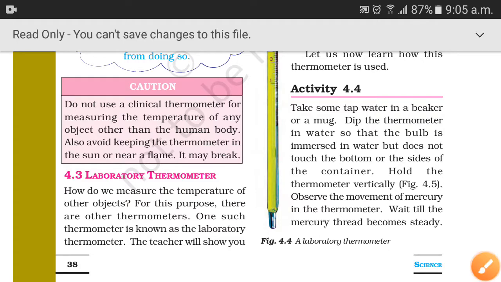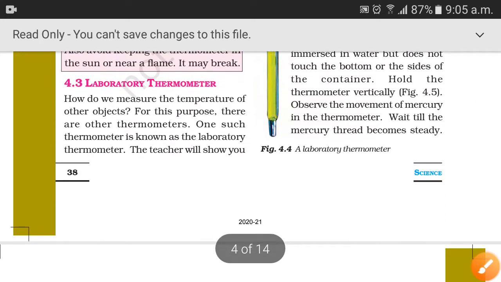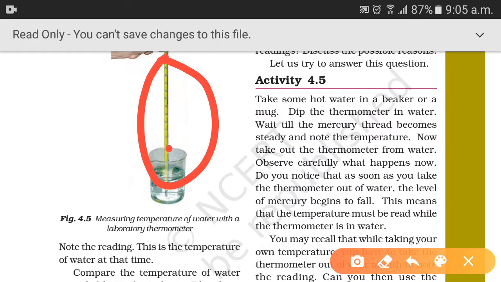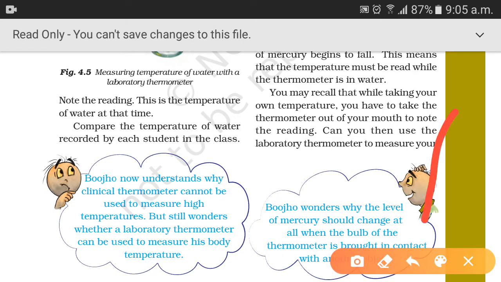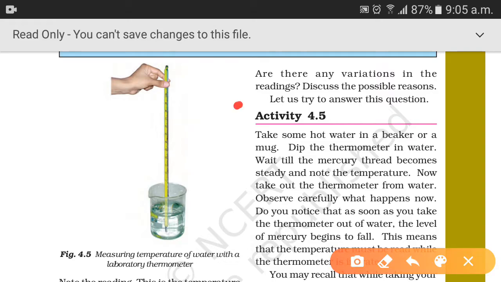Hold the thermometer vertically and observe the movement of mercury in the thermometer. Wait till the mercury thread becomes steady. When the mercury thread inside the thermometer becomes steady, you note the temperature. Now compare the temperature of water recorded by each student in the class. You will find that there are variations in the readings, because different students take water from different places, so the temperature will also vary.